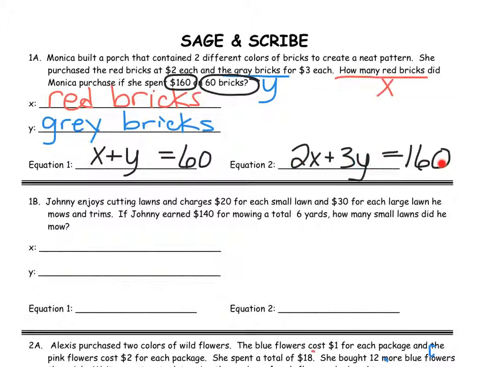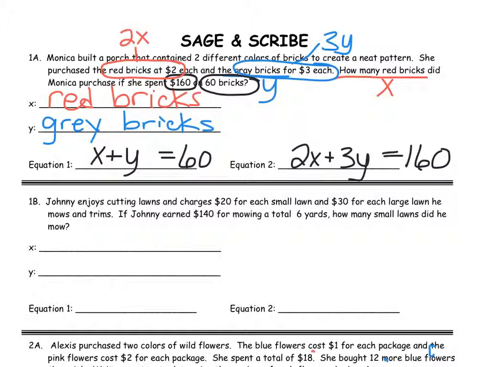Then when I'm dealing with money, she spent money, so I'm going to have to look at my equation and figure out how much money. So $2 for red bricks, that's 2x, and $3 for gray bricks, that's 3y. So I just put those together. 2x plus 3y equals $160.